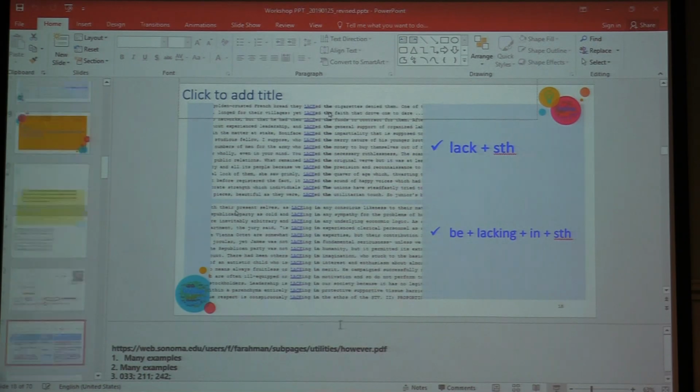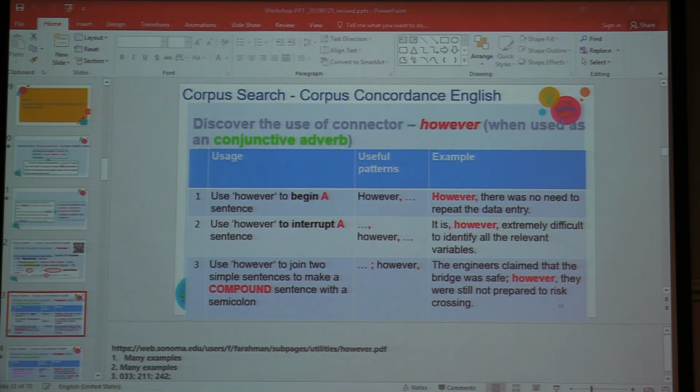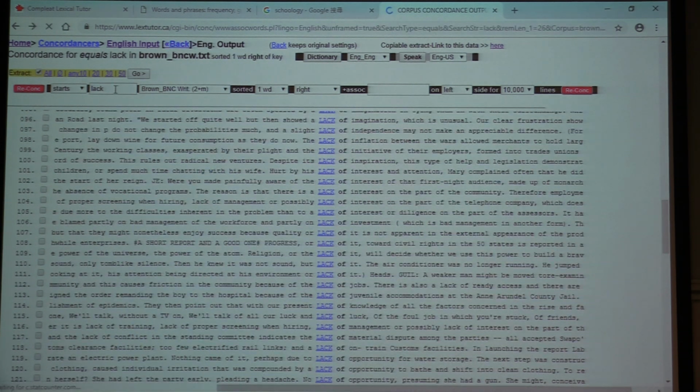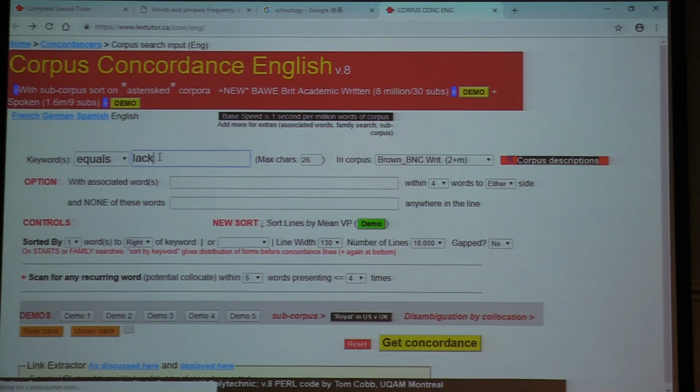Okay, let's do it. Let me do it first. Okay. So "however," all right. Now, sort one word to the right or left. A test of your memory. Okay. Did I say left or right? Left. Left, that's right. Now in this case you have to choose left, okay? And then you don't need to do anything else, then it's okay. Then you get the concordance.